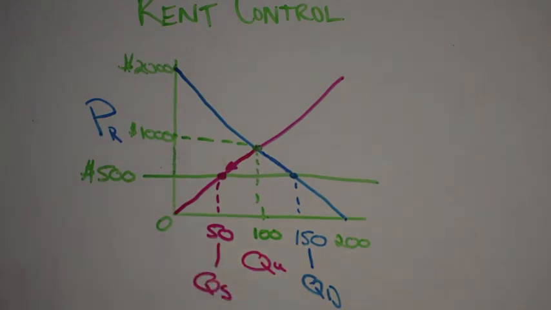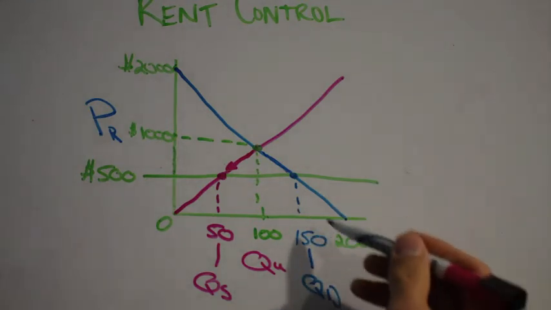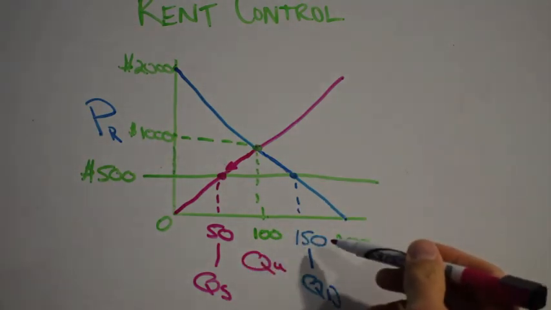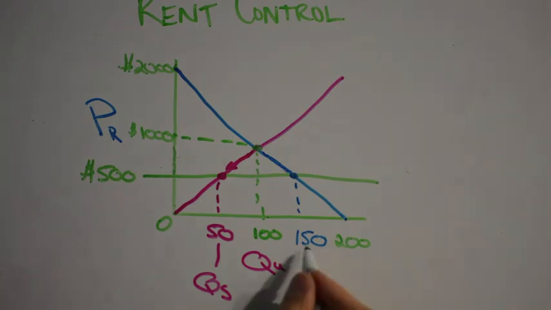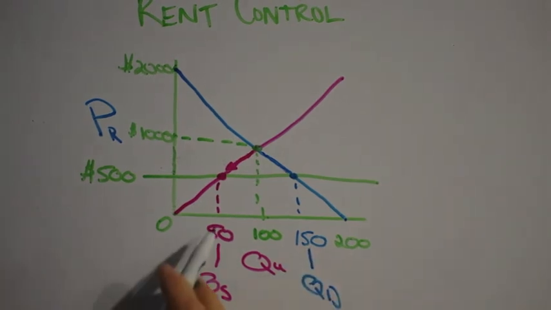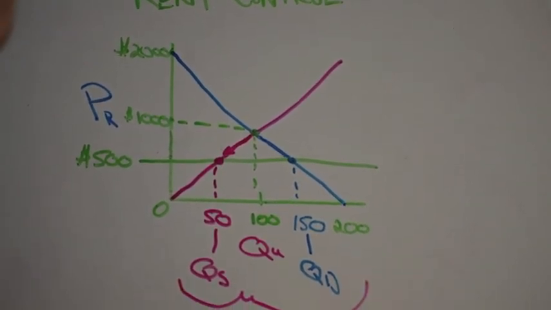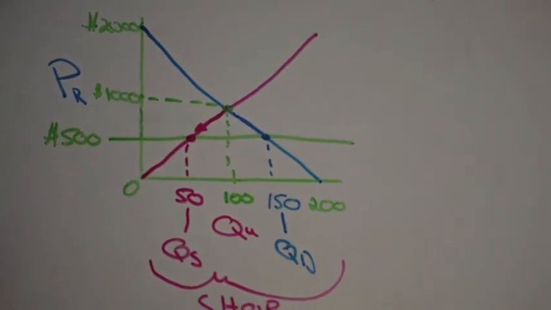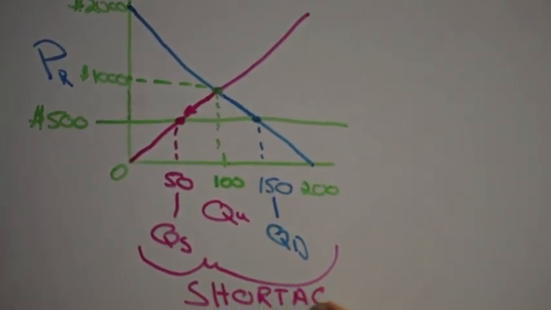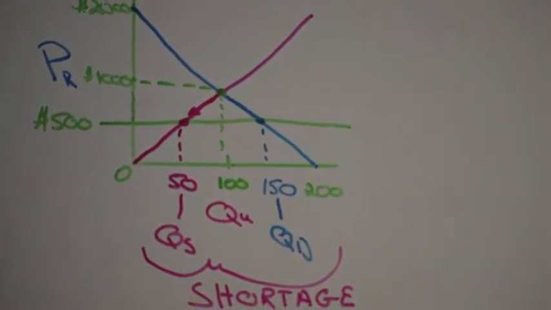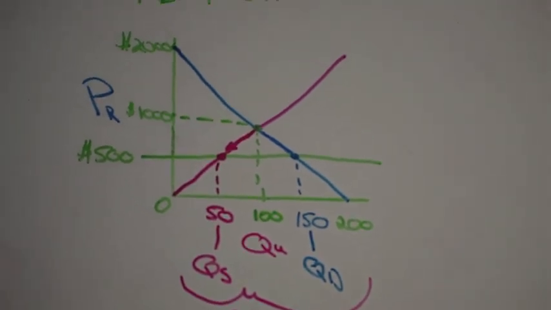So the government has set out by putting on this rent control to get more affordable housing, but in this case what is actually happening is the marketplace is demanding 150 units, but landlords at that price are only wanting to supply 50 units, and what actually happens is we create a shortage of units in the marketplace.